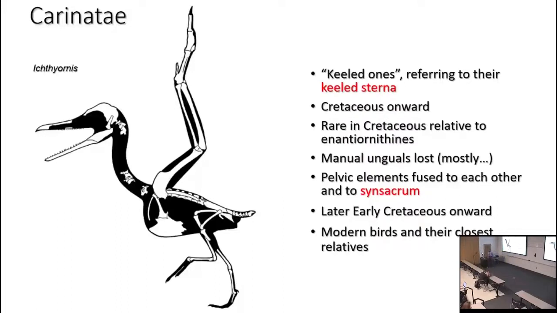They're rare. Also, in this part of the tree, the pelvic bones fuse to each other, and they fuse to what's called the synsacrum, or we used to call it just the sacrum in other parts of the tree, the synsacrum. All of the sacral vertebrae are fused together. They're also fused to the ilia. The ilia are fused to the pubes and the ischia. So the pelvis comes out as a single unit. And these are modern birds and their closest relatives, like Ichthyornis here. So let's take a look at some of those traits.